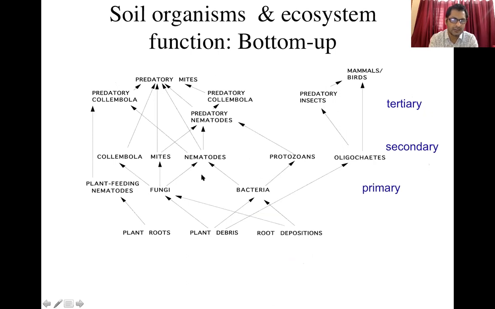So these are just the revision. These are the primary producers. Then these are the consumers, secondary and tertiary, in the soil ecosystem. We call them primary producers, and then the primary. Sorry, no. What I mean to say is.